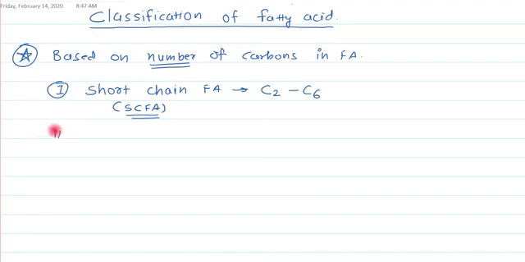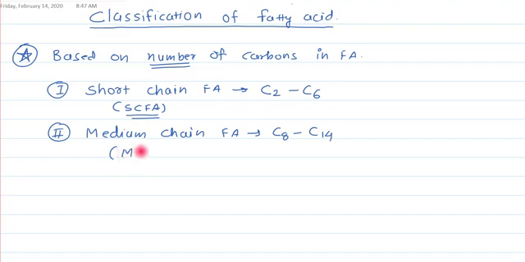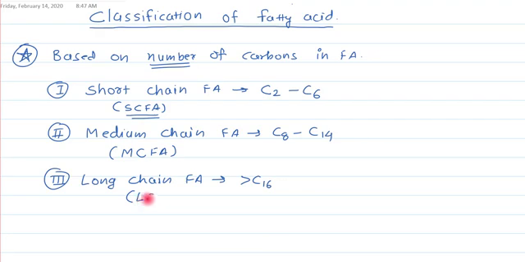The second group is the medium chain fatty acid. In the medium chain fatty acid, the number of carbons in the fatty acid is C8 to C14, and the short form for this is MCFA. The third group is long chain fatty acids. The long chain fatty acid contains more than 16 carbons, right? The short form for this is LCFA.